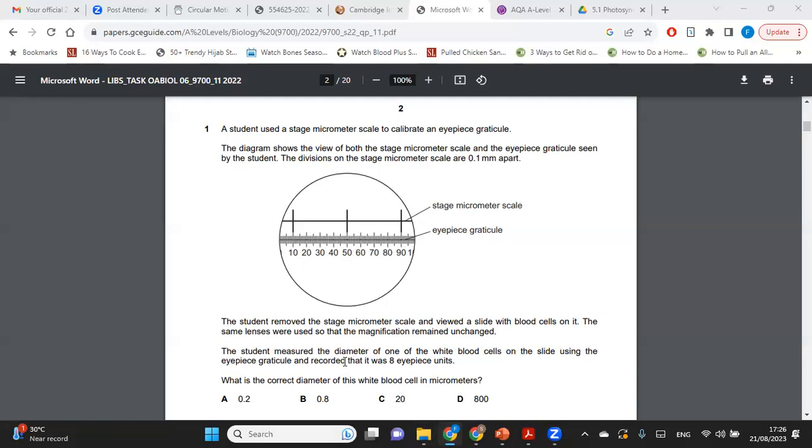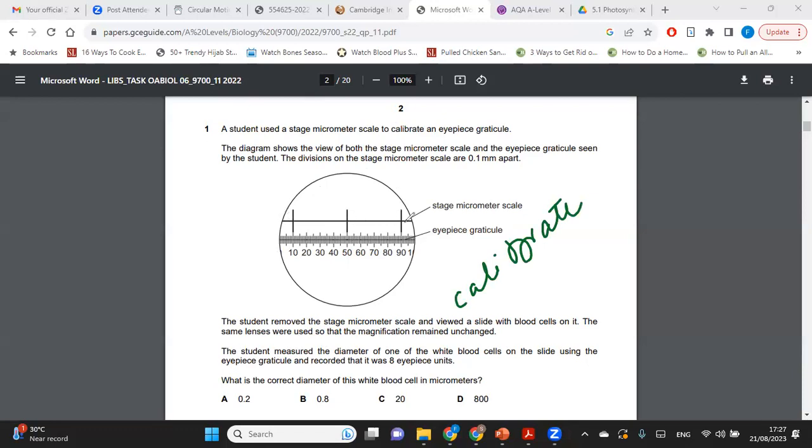Now, there's one teeny tiny problem. Like I said, the eyepiece graticule is not reliable. The measurement is going to change if you change the magnification. So what can you and I do to get accurate measurements of our cells? We need to calibrate our eyepiece graticule. How can we calibrate it? The way we calibrate it is like this.